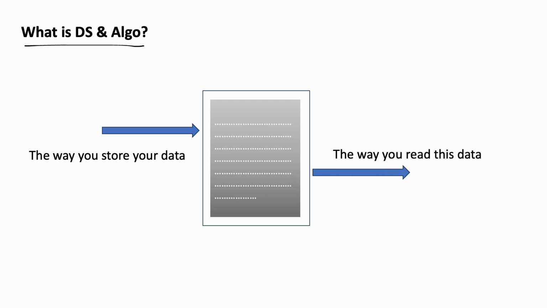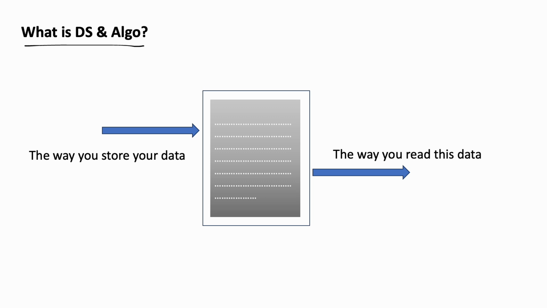Okay, what is data structure and algorithm? According to me, in very simple terms, the way you store the data is data structure, and the way you read the data is algorithm. In other words, the series of steps you perform to complete a task is an algorithm.